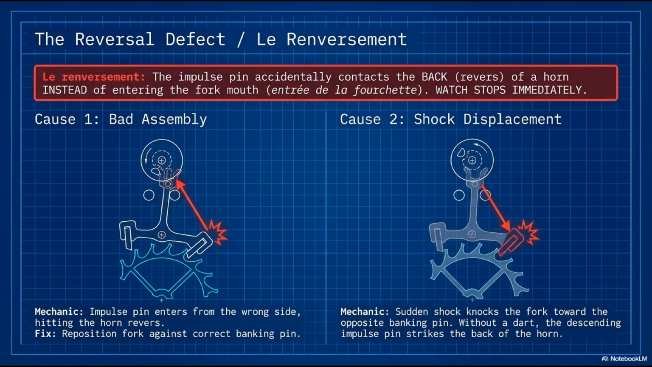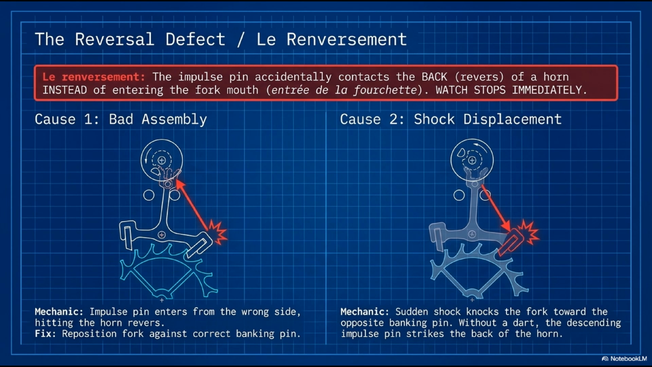Reversal, renversement, is one of the most critical and immediately destructive malfunctions of the Swiss lever escapement. The definition is precise. Reversal occurs when the impulse pin accidentally contacts the back, revers, of a fork horn instead of entering the fork mouth. The watch stops immediately. 2 distinct causes, shown in the 2 diagrams on this slide.